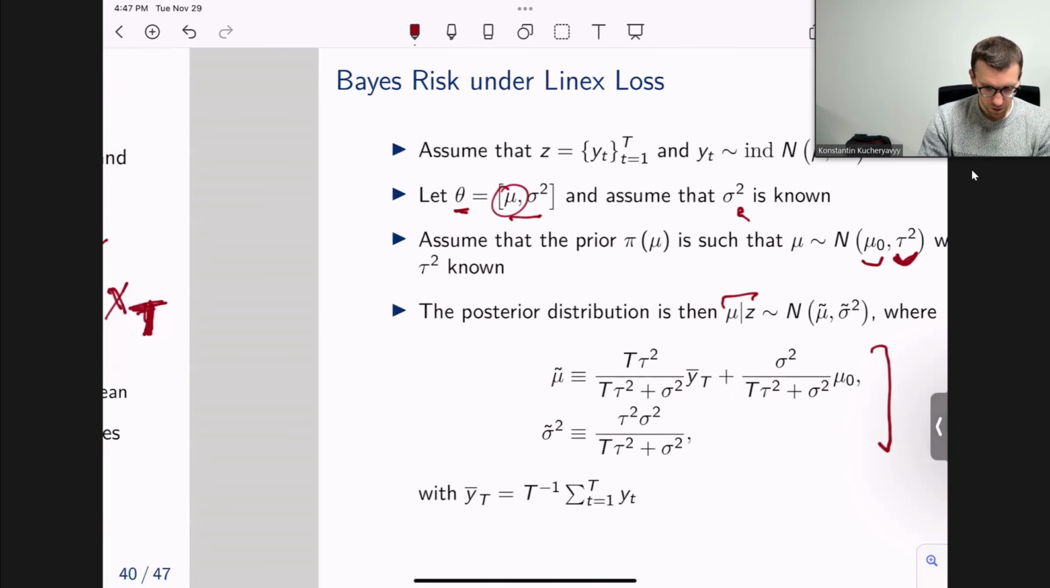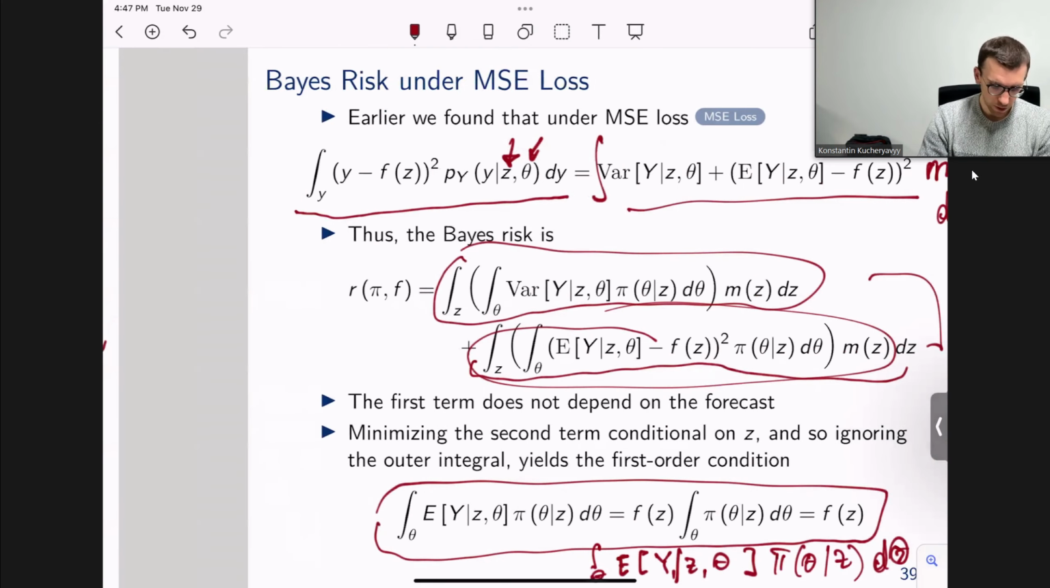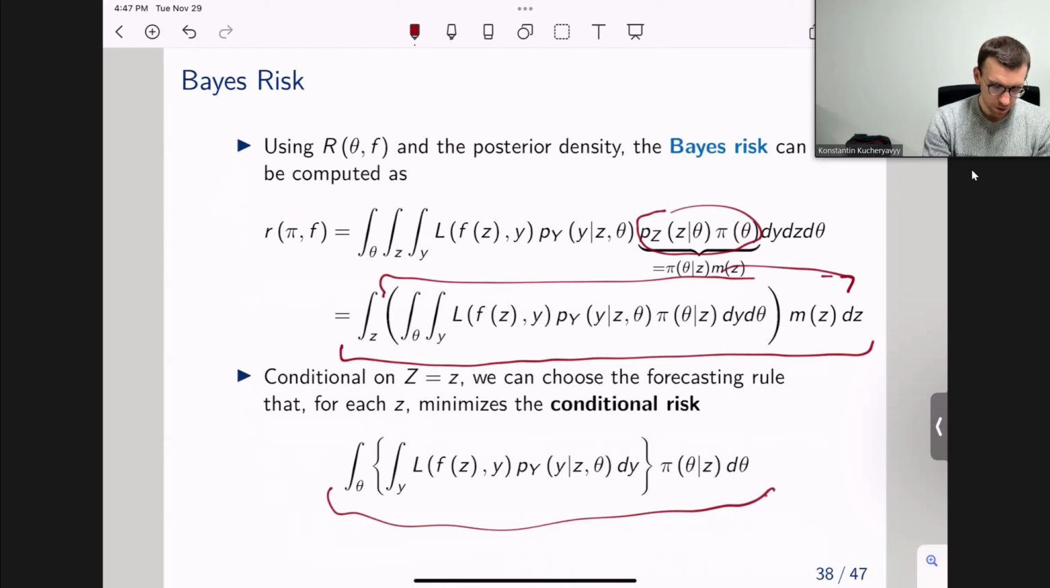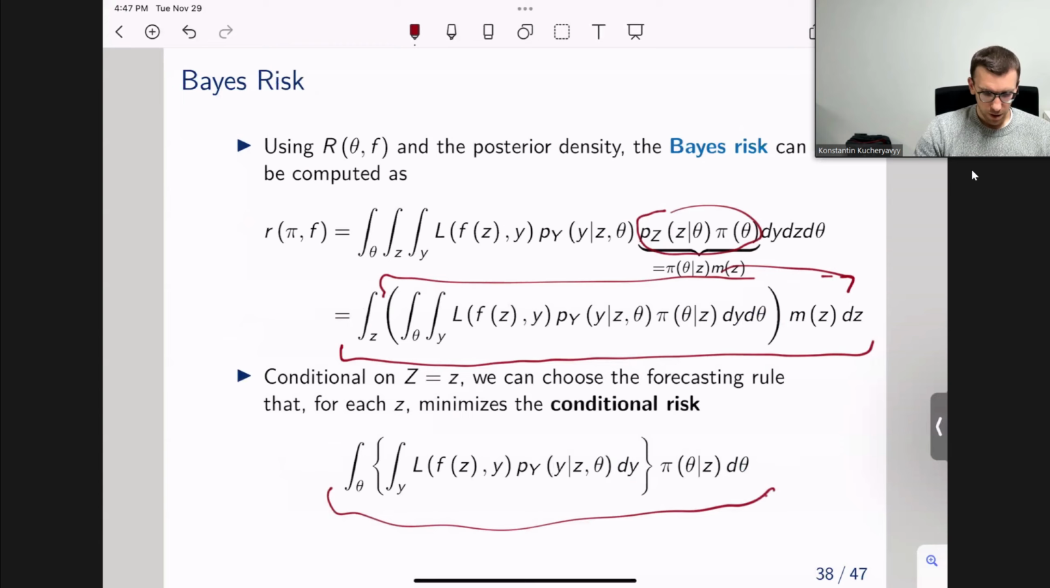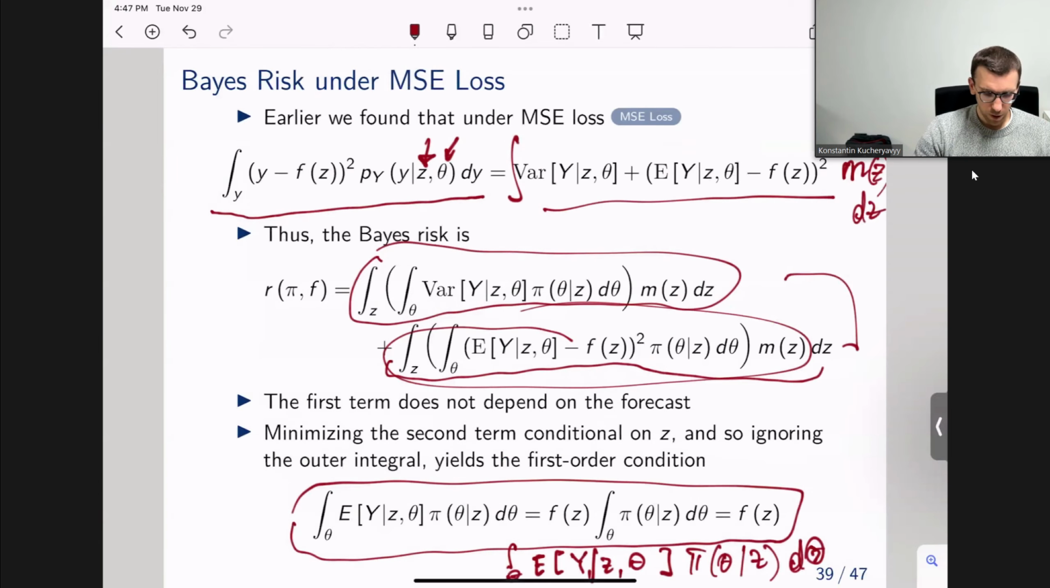So this, you can just go and do it. This can be a simple, well, maybe not so simple, but a doable exercise to use this Bayesian rule to calculate the posteriors. Here it should be straightforward. You just calculate the integrals.